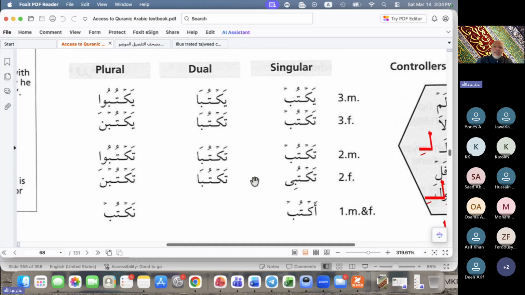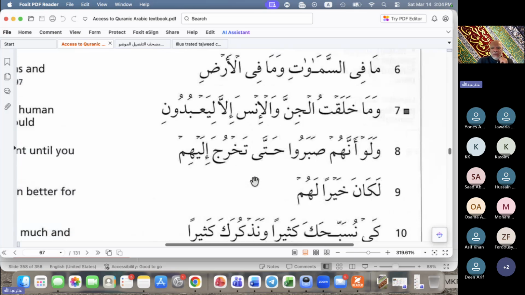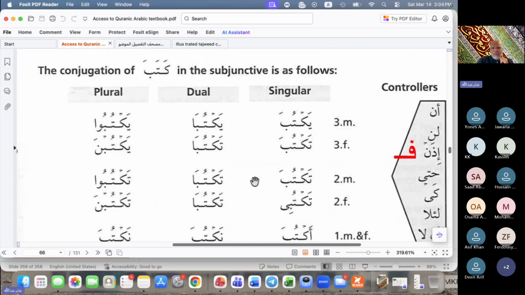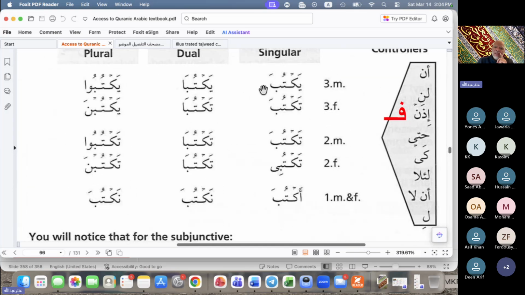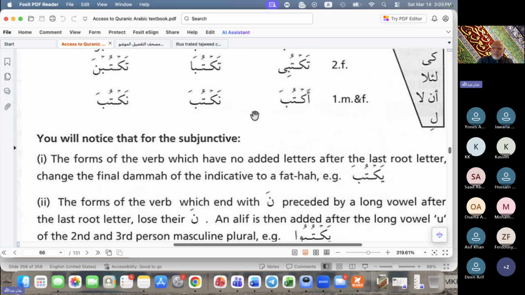And you can see that the same happens as with the subjunctive. With the subjunctive, we have the same thing, but only the fatha, we replaced it with the sukun. Other than that, everything is the same.